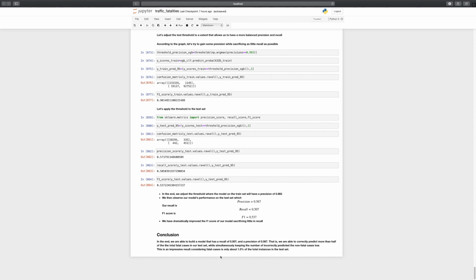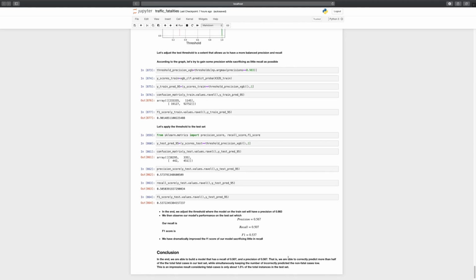In the end, our conclusion is that we are able to build a model that has a recall of 0.507 and a precision of 0.567. That is, we are able to correctly predict more than half of the total fatal cases in our test set, while simultaneously keeping the number of incorrectly predicted non-fatal cases low. This is an impressive result, considering that fatal cases are only 1.5% of the total instances in the test set.